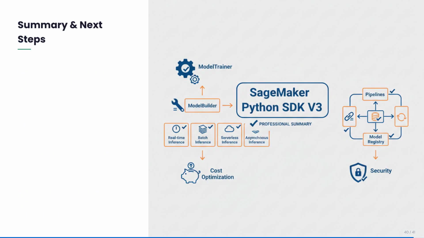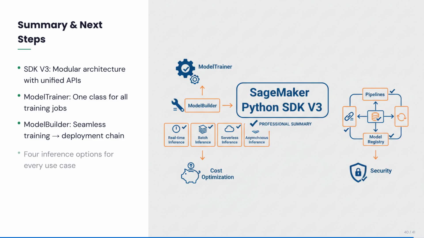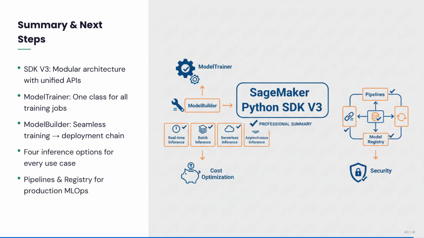Let us recap what we covered. The SageMaker Python SDK v3 brings a modular, unified approach to ML. Model Trainer simplifies all training jobs with structured configs. Model Builder chains training directly to deployment. Four inference options cover every use case, from real-time to batch. Pipelines and model registry enable robust MLOps. And cost optimization and security practices keep your ML workloads efficient and safe.